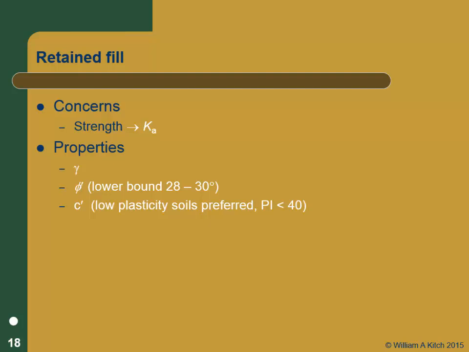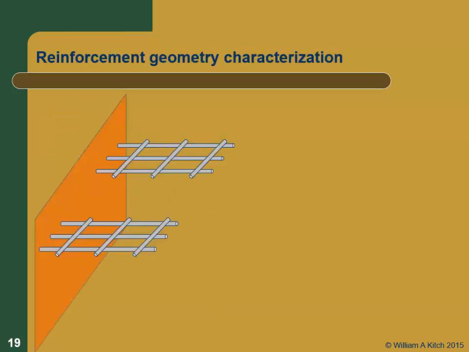If there is any cohesion, you're definitely looking for low plasticity soils. Now this isn't like the reinforced soil where we basically don't want to have any clay in it, but you definitely don't want a highly plastic material. So the PI limit's not as stringent.